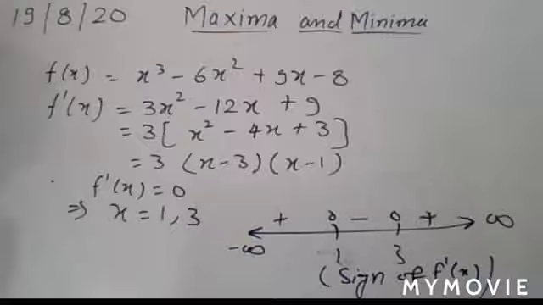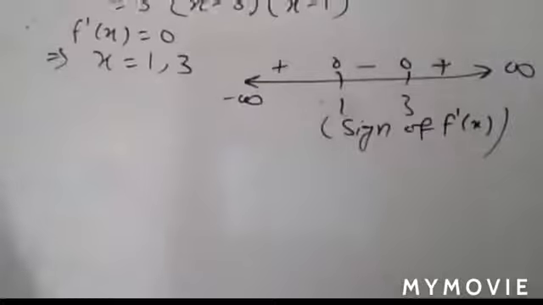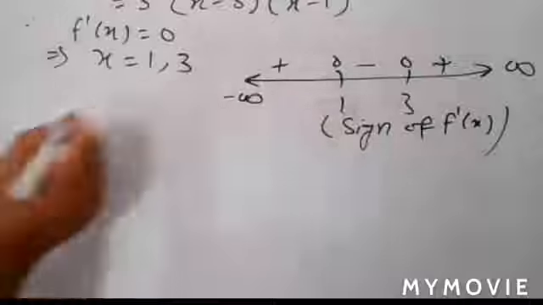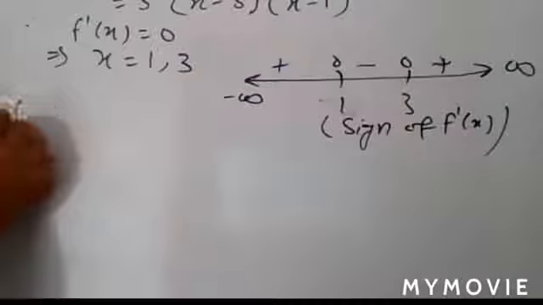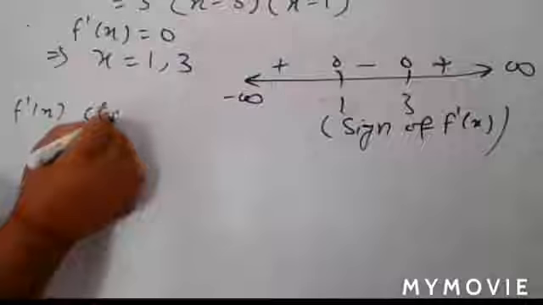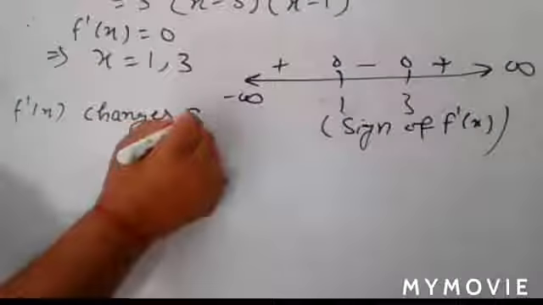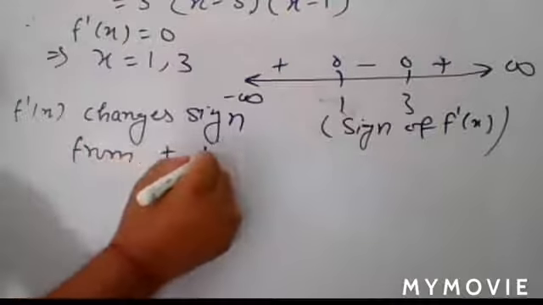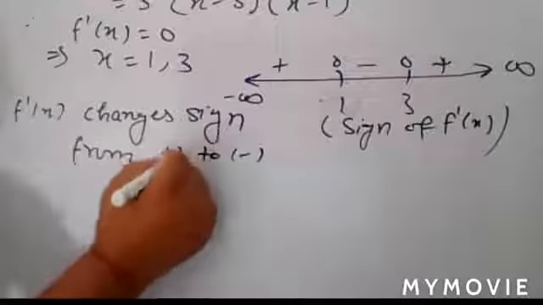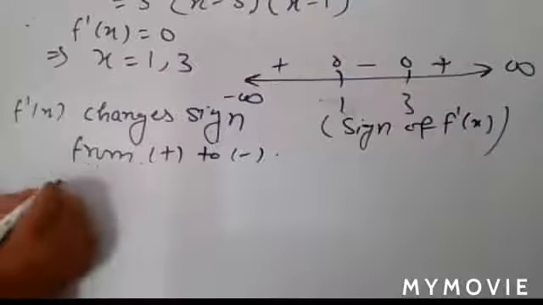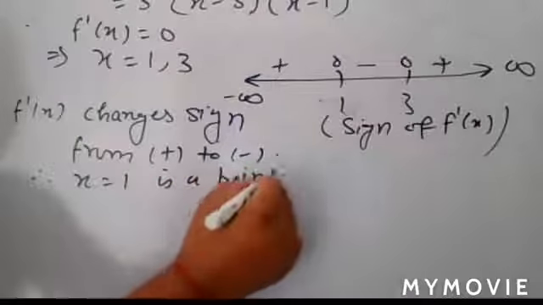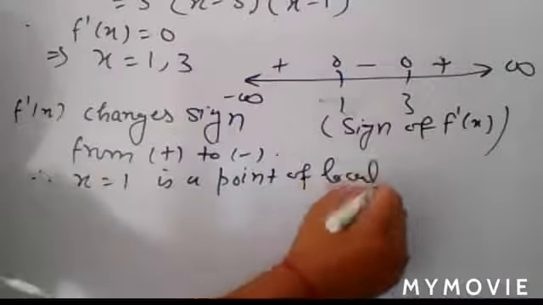Getting everyone? So in this way you have to explain it. For the point 1, you can write: since f dash x changes sign from positive to negative, x is equal to 1 is a point of local maxima.